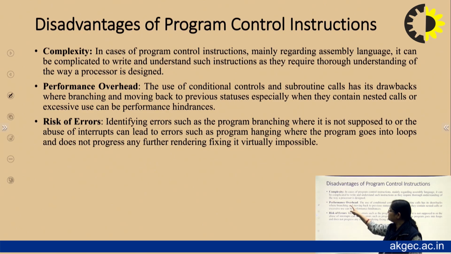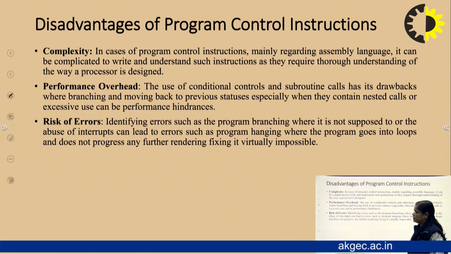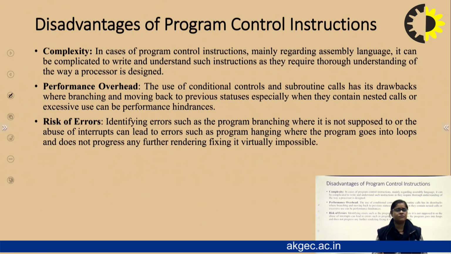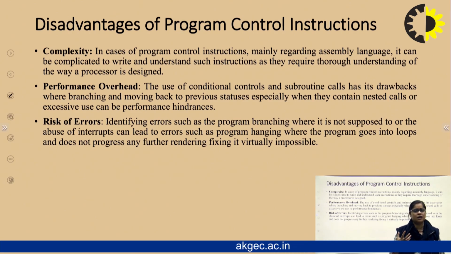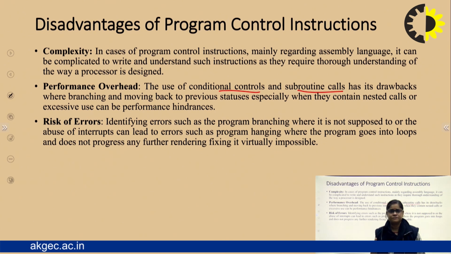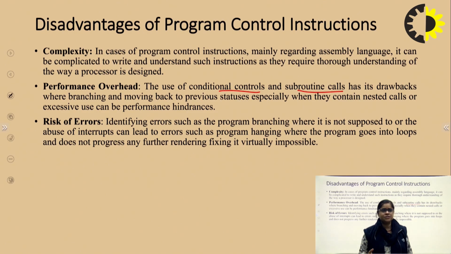Now the second one is program overload. When we are using conditional controls, we know that the use of conditional controls and subroutine calls has certain drawbacks, especially when we are branching or moving back to the previous state, particularly in nested calls and excessive use. It can create a hindrance to the program, and that will also affect the performance of the CPU.